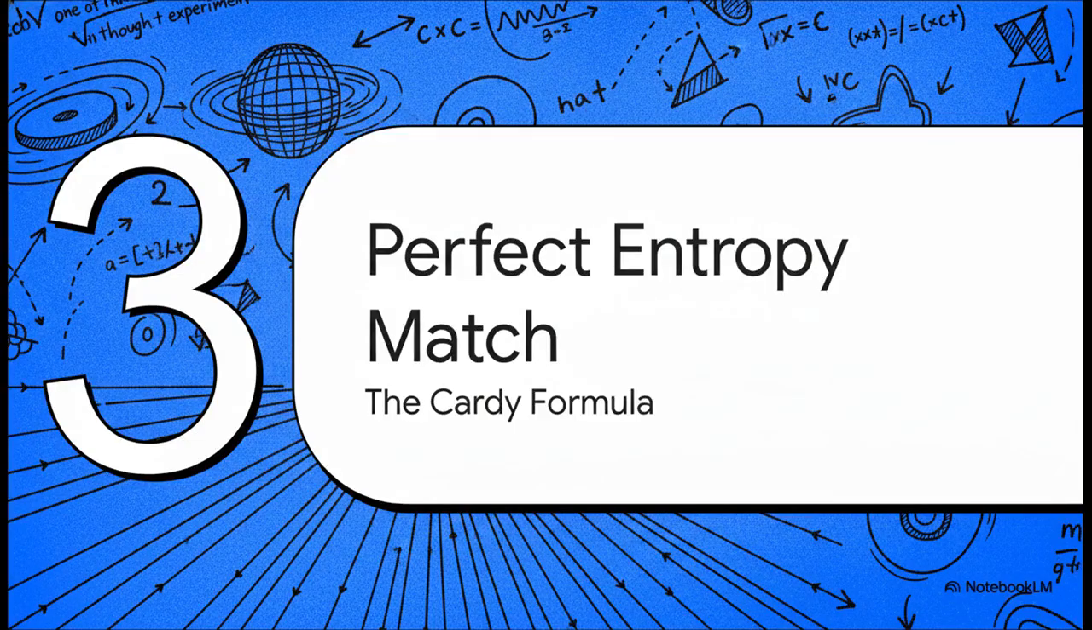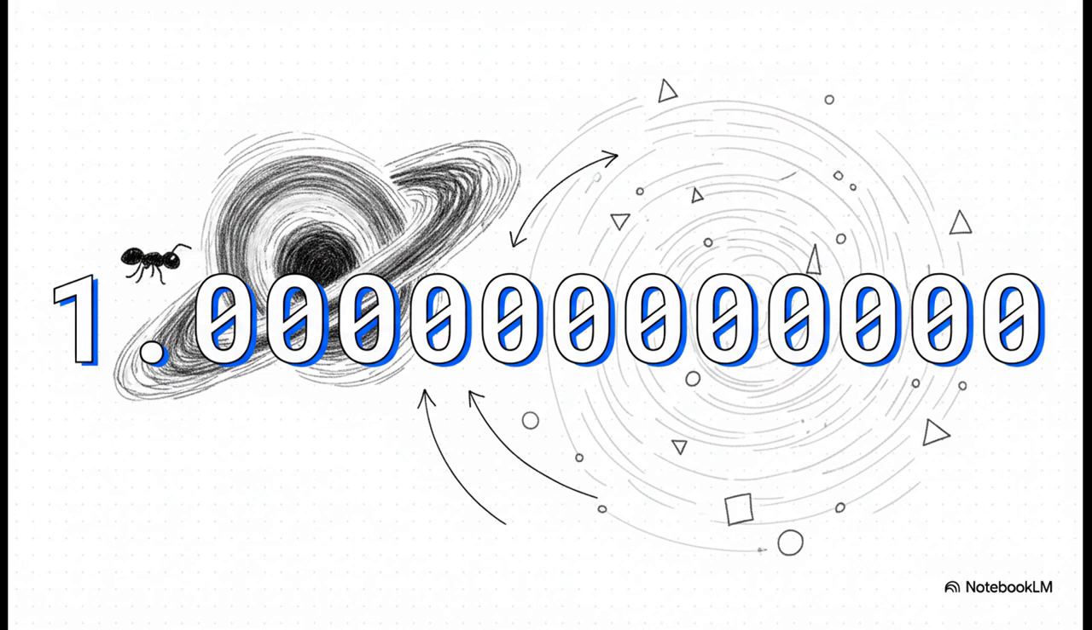Section 3. The perfect entropy match, connecting to the Cardy formula. Now, this is where the 2D model transforms from a fun thought experiment into literally one of the most powerful tools in quantum gravity. Physicists wanted to know if they could calculate the entropy, the total hidden information, of the 2D black hole. So they calculated it using standard Bekenstein-Hawking geometry, which relies purely on gravity and space-time.